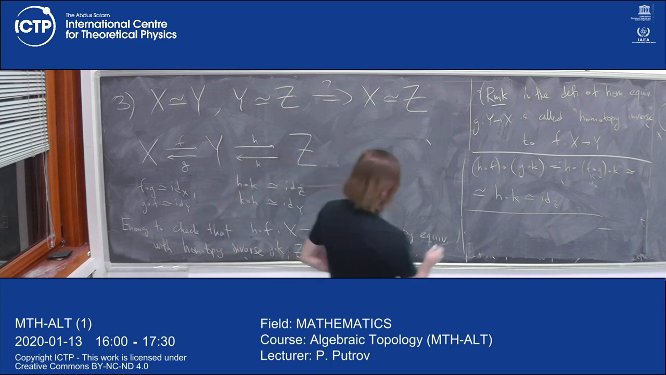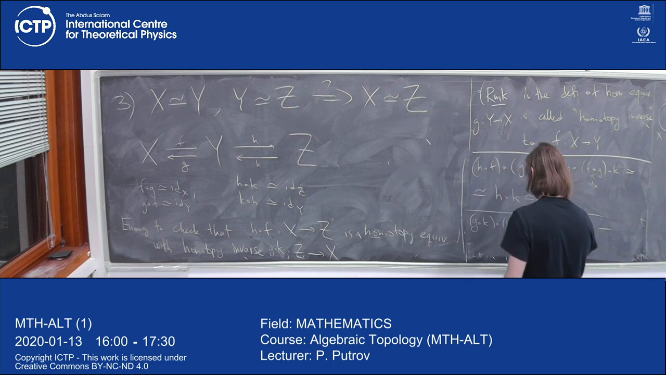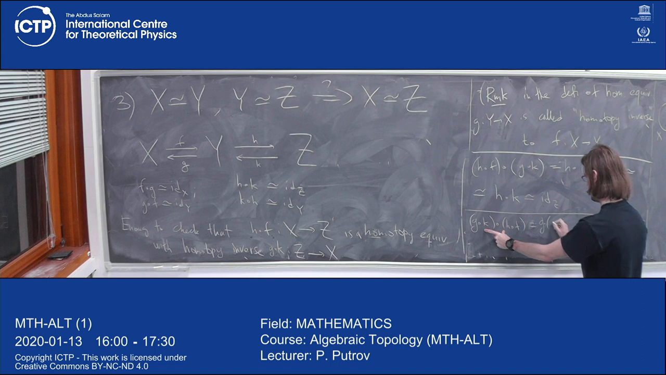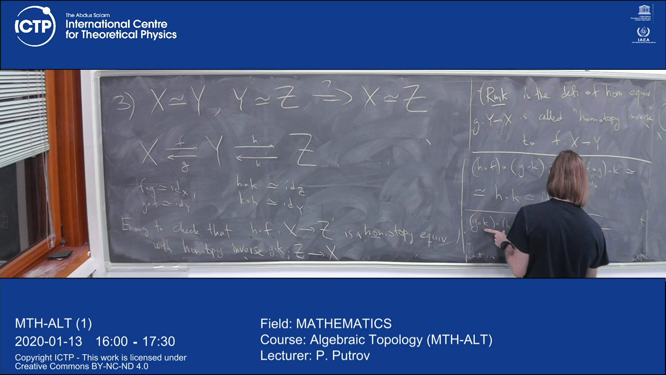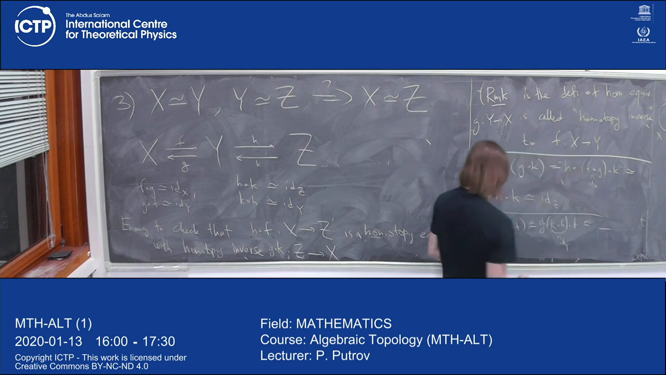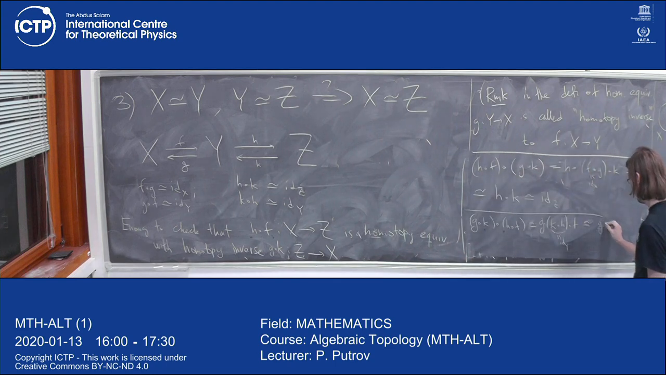So we check that this composition in this order gives me identity on Z, but we also need to consider composition in a different direction. Here we do the same, so this is just the same as G, and we shuffle our compositions in the following way. First we use the fact that this is homotopic to identity on Y, and then we also use the properties that compositions of homotopic maps are homotopic. And then we use that this is homotopic too.